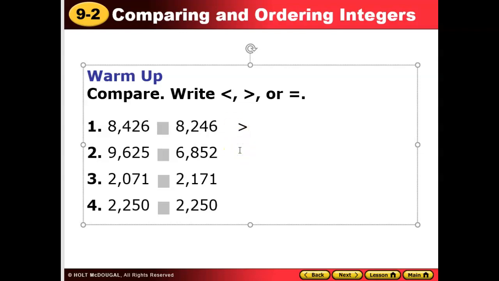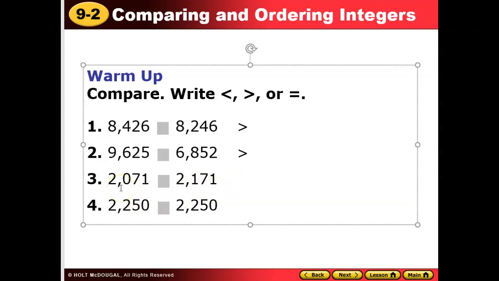So the next one, you would compare 9,625 to 6,852, and 9,000 is greater than 6,000. So this one is also greater than.